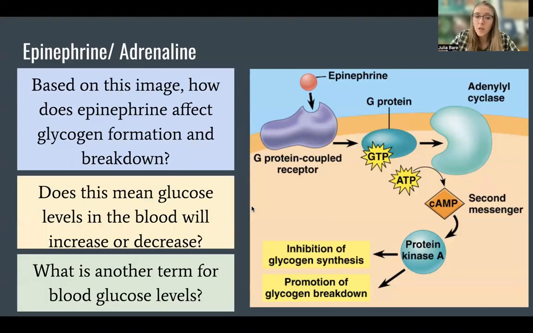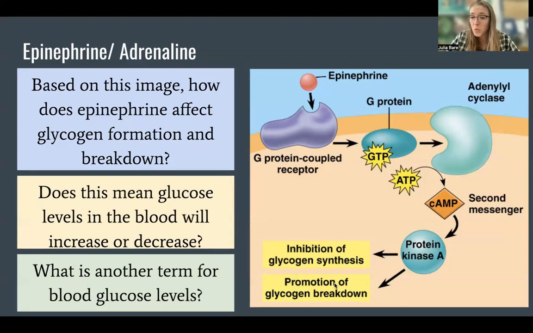Additionally, I would like you to answer the following. Does this mean that glucose levels in the blood will increase or decrease in the presence of epinephrine? And what is another term for blood glucose levels? Have you had a chance to think about it? Well, does this mean that glucose levels in the blood will increase or decrease?